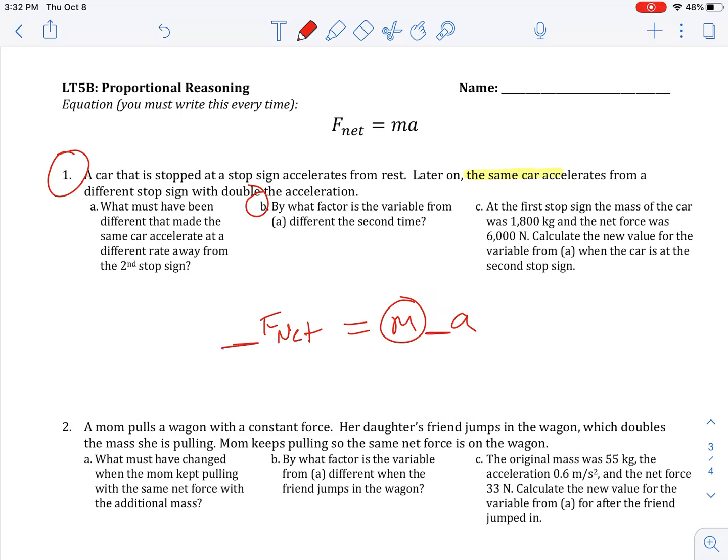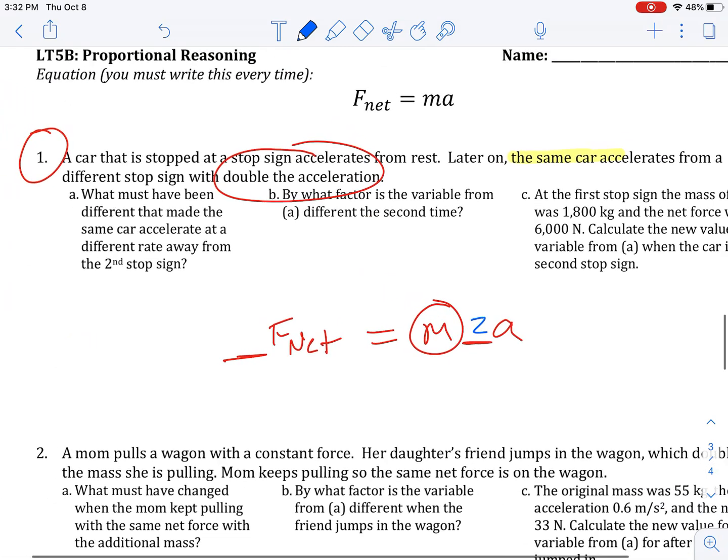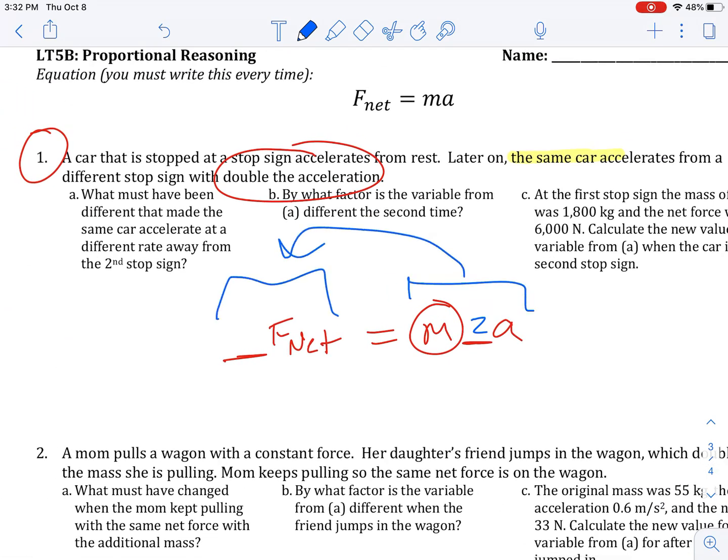We're told that the car then accelerates from a different stop sign with double the acceleration. So maybe I'll change that color. So the factor of change for acceleration is 2. And what we want to do is balance both sides of the equal sign. So if this side changed by a total of 2, right, then this side's going to change by a total of 2 as well. So we can put a 2 right there.